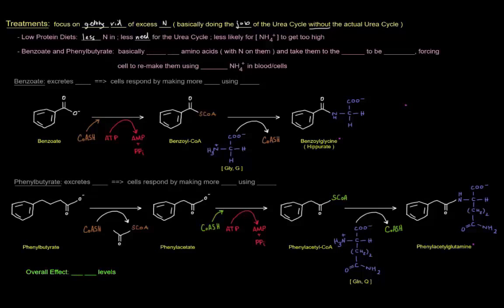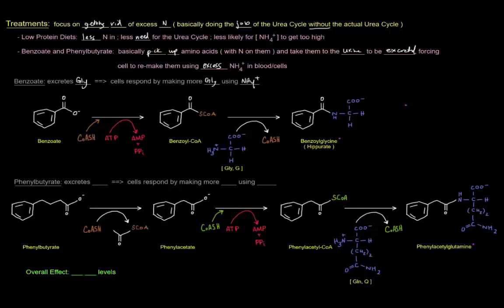What these guys do is they basically pick up amino acids, and of course amino acids have nitrogen on them, and they take them to the urine to be excreted, which forces a cell to remake them using the excess ammonium ion in the blood and cells. So what does that mean? Well, let's take what I've drawn here and figure it out. Benzoate specifically excretes glycine, and so cells respond by making more glycine using ammonium ion that's freely floating.